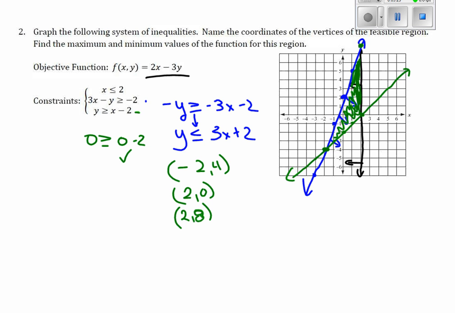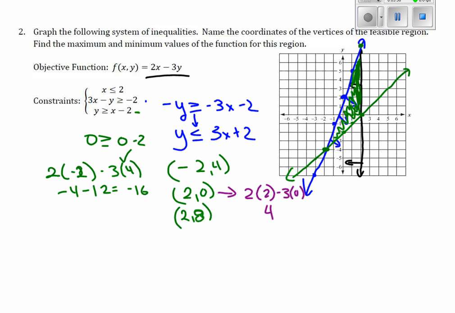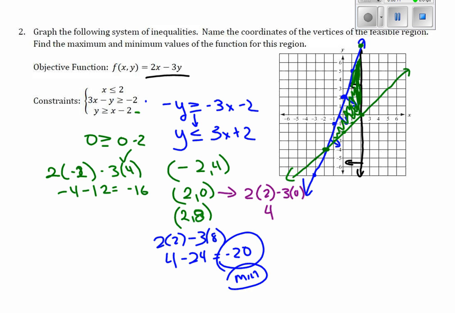So you're trying to figure out those three values. You're trying to put them in and figure out what is my maximum and what is my minimum. My first one: 2 times -2 minus 3 times 4. That's going to be -4 minus 12, -16. That might be a winner for the minimum. This one, (2, 0): 2 times 2 minus 3 times 0, so that's going to be 4. This last one is going to be 2 times 2 minus 3 times 8, so that's 4 minus 24, which is -20. So here's my minimum, and here's my maximum.